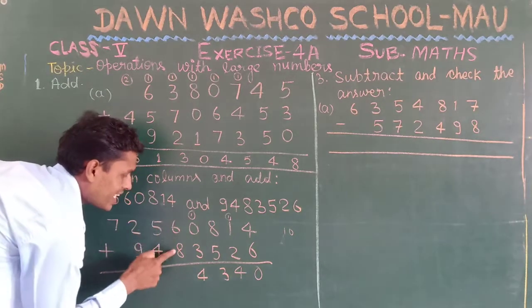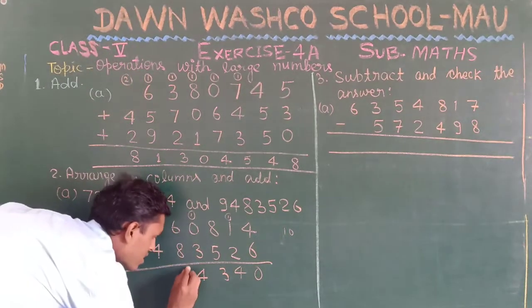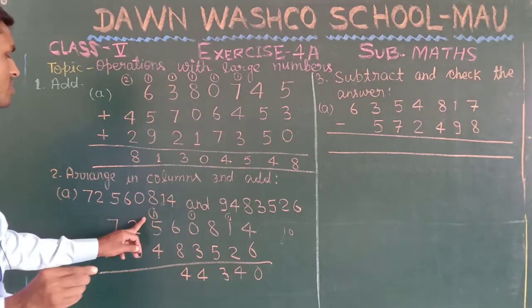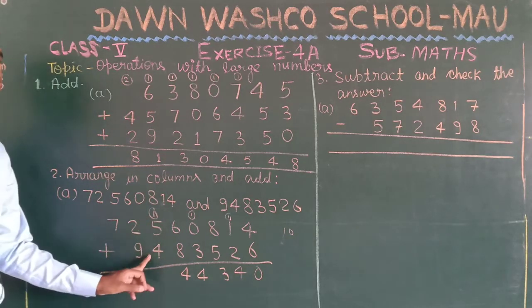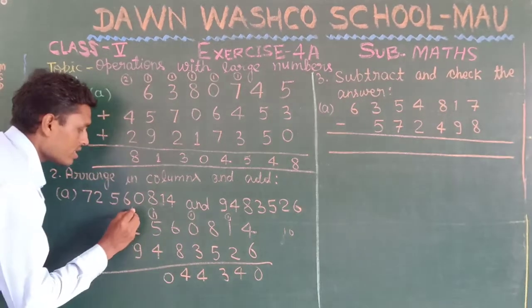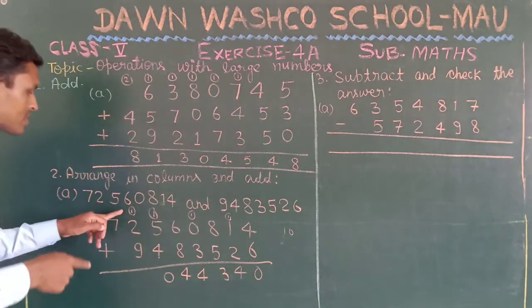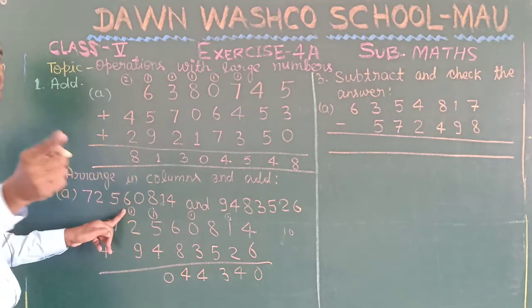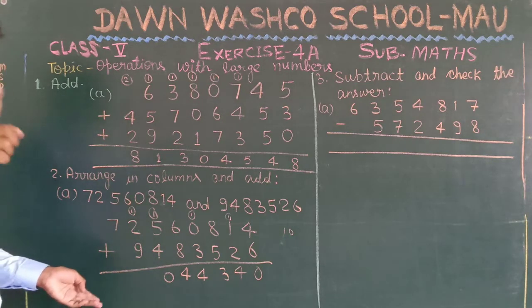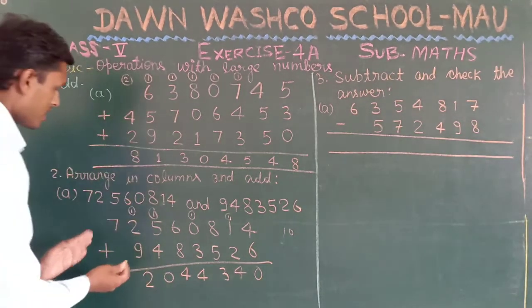Those numbers are 6 and 8, and the sum of 6 and 8, tell me the answer. Yes, that's 14. We'll write 4 here and carry 1 over here. Now add 5 and 1. The sum of 5 and 1 is 6, and when 4 is added to 6, it gives 10. So write 0 and carry 1, because in 10 the 1's digit is 0 and the 10's digit is 1. Now add 1, 2 and 9. 1 and 2 gives 3, and when 3 is added to 9, it gives 12. Write 2 here and carry 1 here. Okay.